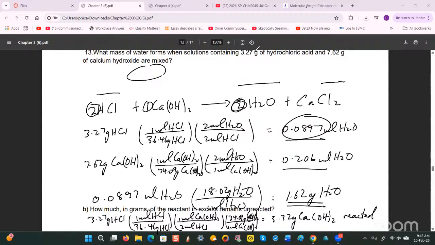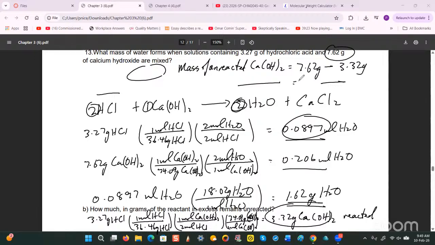Well, we take the original mass of the calcium hydroxide, which is 7.62, so let me just do that up here. So the mass of unreacted calcium hydroxide would be the 7.62, which is the amount that you started off with, minus the amount that reacted here, which is 3.32 grams. So let's see what I get. So 7.62 minus 3.32. So according to my calculations, I got 4.30 grams of unreacted calcium hydroxide remaining, right? And that's all that is done.